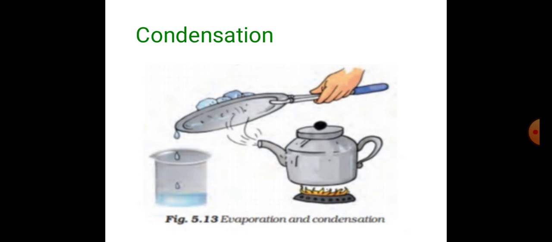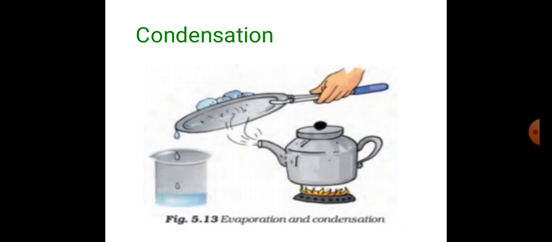Take a frying pan with some ice cubes in it. Hold the frying pan in a slanting position just above the spout of the kettle. Then what do we observe? We observe that when steam comes in contact with the frying pan, which is cool and containing ice, it cools and condenses to form droplets of water.